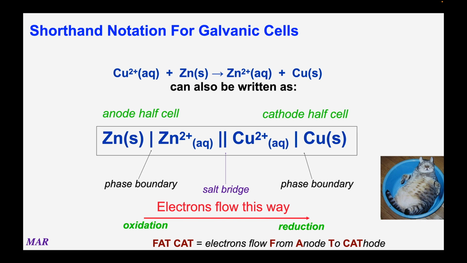Fat cat is another expression that's sometimes used in this area. Electrons flow from anode to cathode. From anode to cathode.